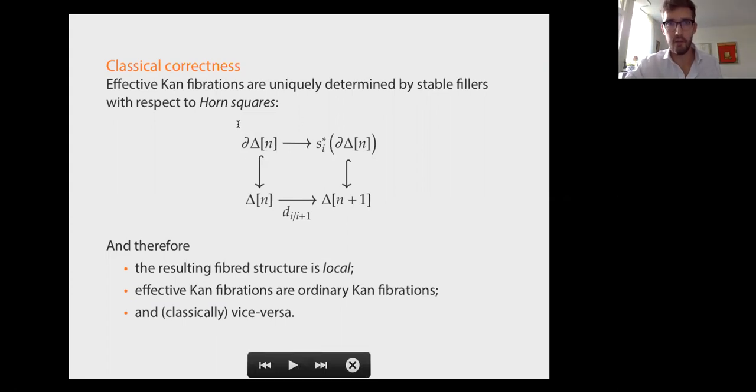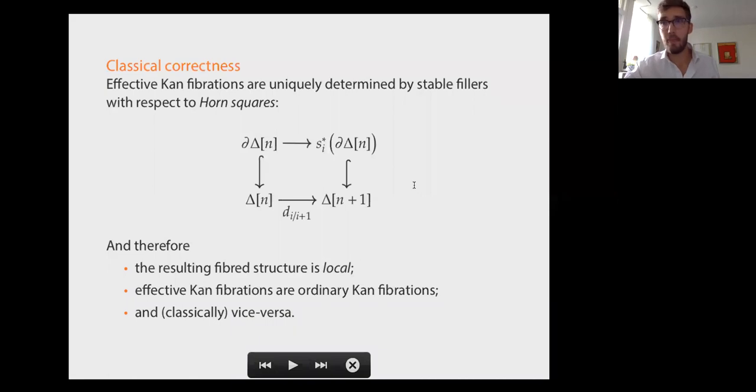And they look like this. So we have a boundary inclusion here and a face inclusion here, where this is just a pullback along a degeneracy map. And if you're very quick, you can see that if you take the pushout of this thing on top and you include it into this thing here, then you just get an ordinary Kan horn. And that shows that every effective Kan fibration is an ordinary fibration because you have lifts. The lifting condition is the same as the lifting condition with respect to this pushout-induced map.